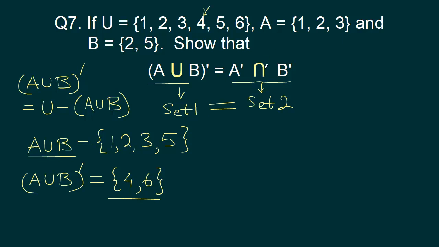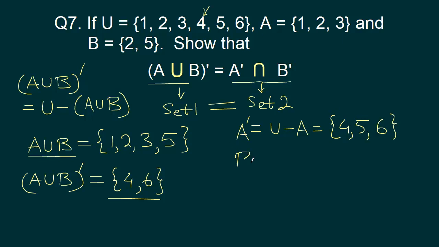Now we are going to solve the right hand side and show that it will also be a set that contains only elements 4 and 6. Let's see if it is true or not. What is A complement? A complement is simply the universal set minus A. A has 1, 2, 3, so we are going to skip 1, 2, 3. So it will be 4, 5, and 6.